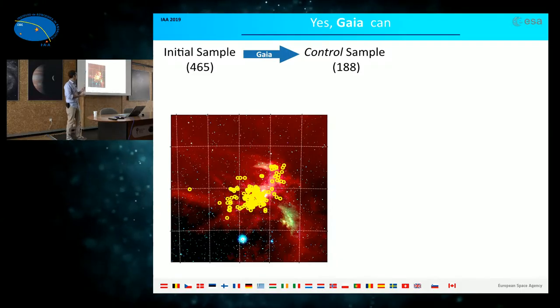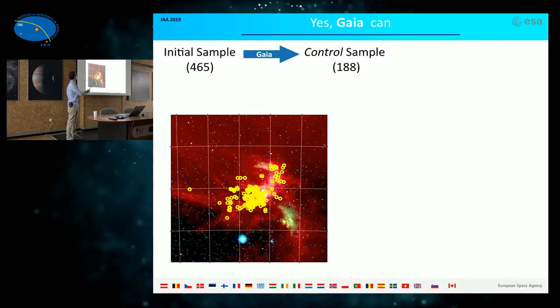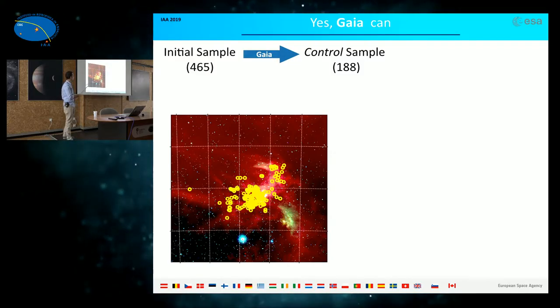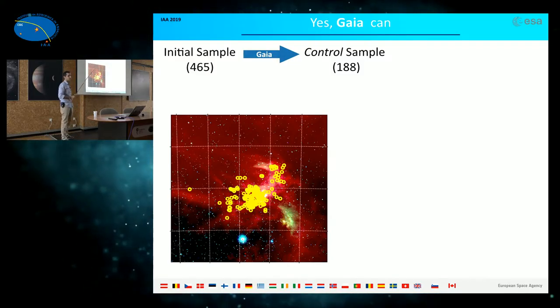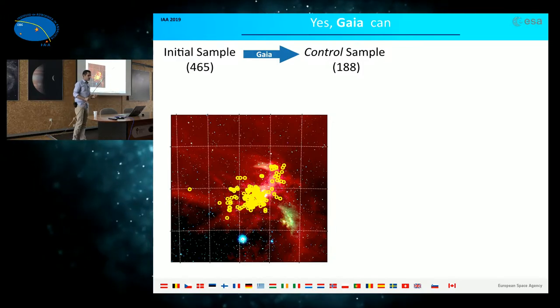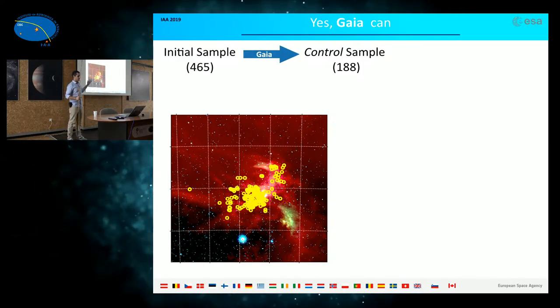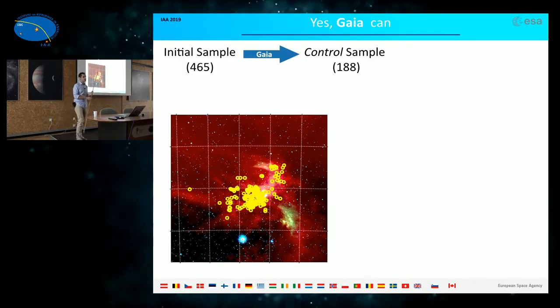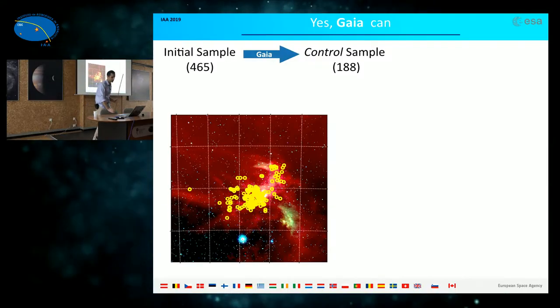So, again, crossing my initial sample with a control sample, I found 188 bona fide members, and this is what I'm plotting over here. Those are bona fide members of Ophiuchus. Then, since I had Gaia, I knew the spatial properties and velocities of this sample, and then I knew what to look for. And this is actually what I did.